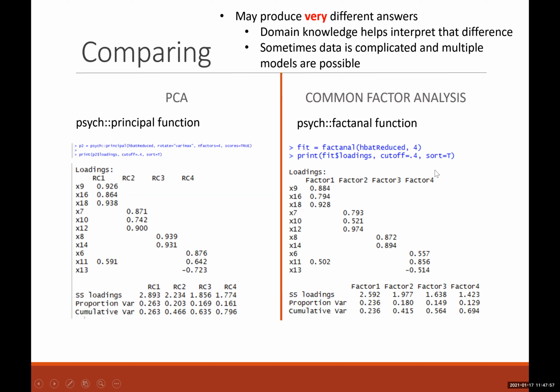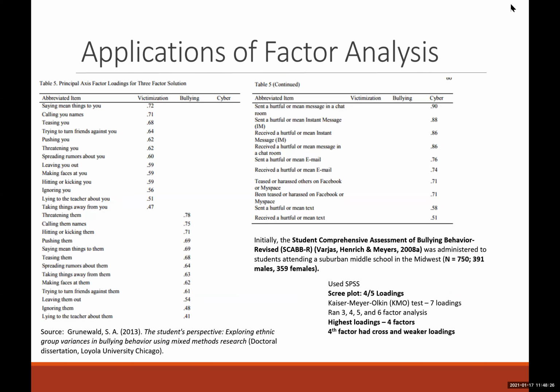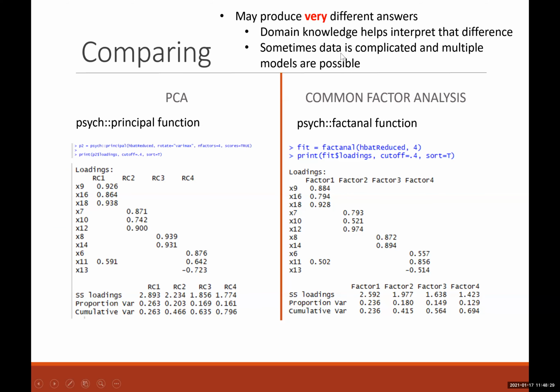For some reason, I don't know how they created it, but their sort function actually doesn't work. I think they sort the factors, but they don't sort the variables within the factors. Same goes for here. I think they sort the components, but they don't sort the variables within the components. And as I mentioned previously, it's important to have domain knowledge to understand if these variables make sense in their groupings, and also to come up with appropriate variable names as well.